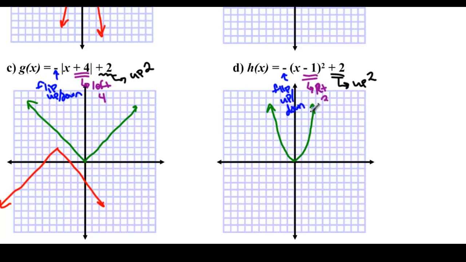So we're going to start by flipping this down or reflecting it over the x-axis. And then we need to go to the right by 1. Let me correct that. So this minus 1 is we're going to go to the right by 1. So we've moved it to the right by 1, and then we want to go up 2. So we're going to end up right up here.